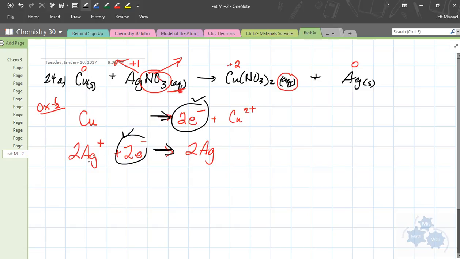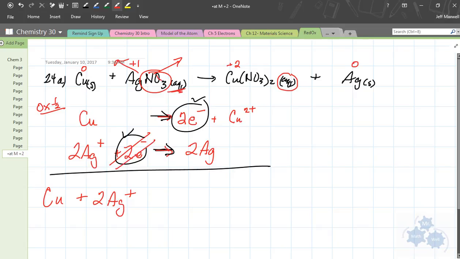So what we're going to do is we're going to now add these two together. Everything that's on the reactant side, what do we have? We have Cu, we have 2Ag+. The electrons cancel each other out. They're the exact same on both sides, so we don't have to write them. We have an arrow, and we have 2Ag plus Cu2+.